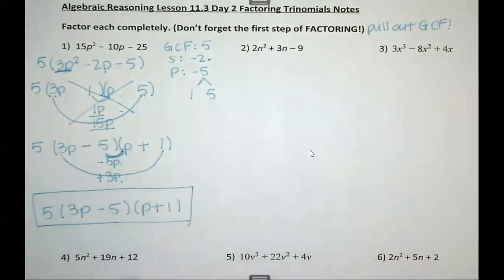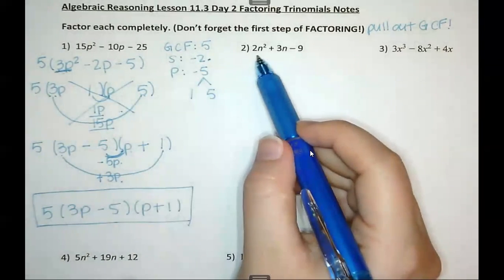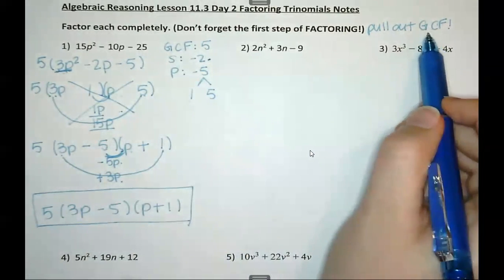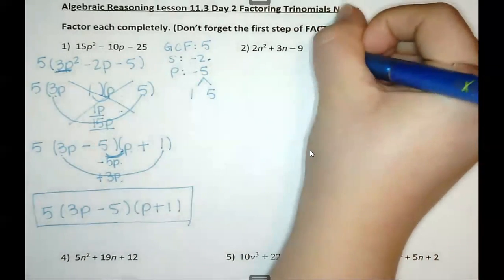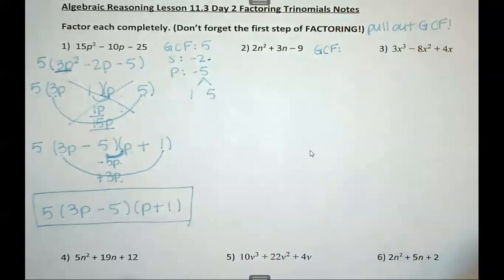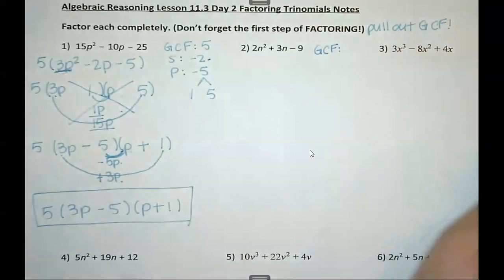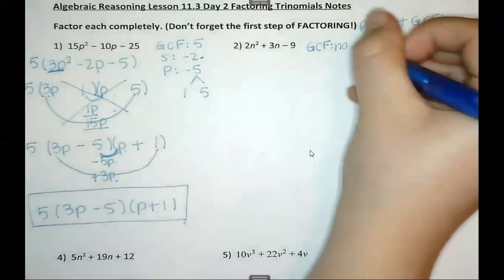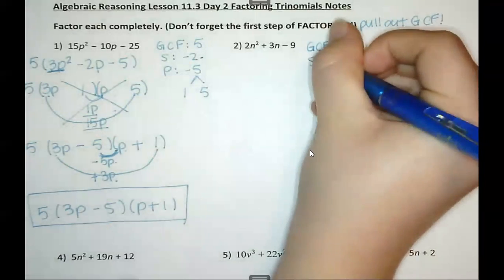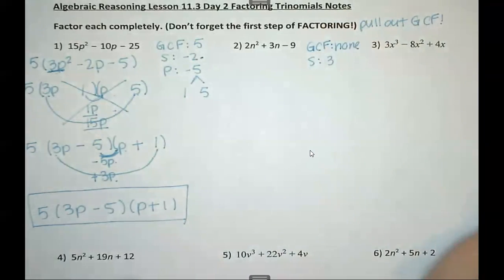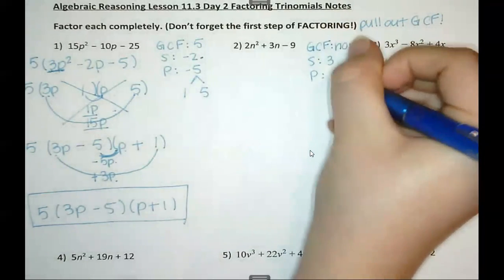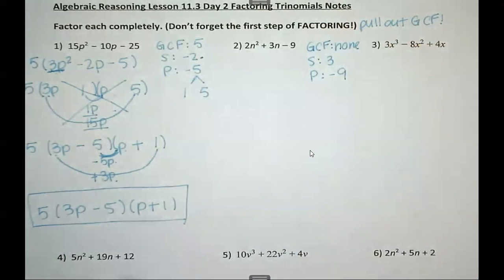So let's try another one. Number 2, first step, always pull out a GCF if there is one. So I look for a GCF. I'm looking and it does not look like there's anything I can pull out of all these, so no GCF. So I look at my sum, which is 3, and my product, which is -9.